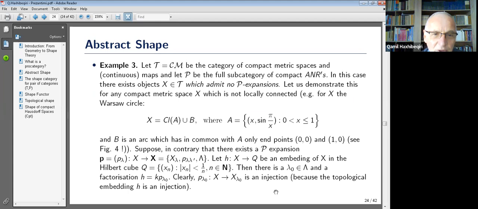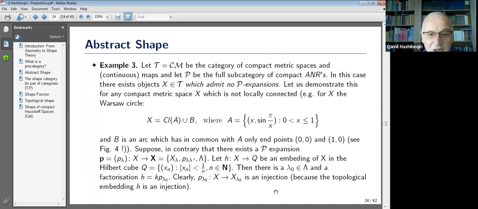Example three: let T be the category of compact metric spaces and continuous maps, and let P be the full subcategory of compact ANRs. In this case, there exist objects X in T which admit no P expansion. Let us demonstrate this for any compact metric space X which is not locally connected, for example, for X the Warsaw circle. I told about the Warsaw circle in, I don't remember which example, but I think the third or fourth.